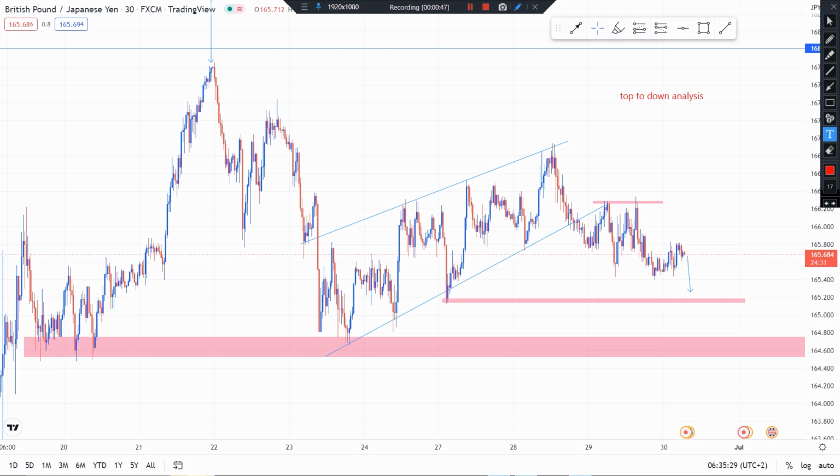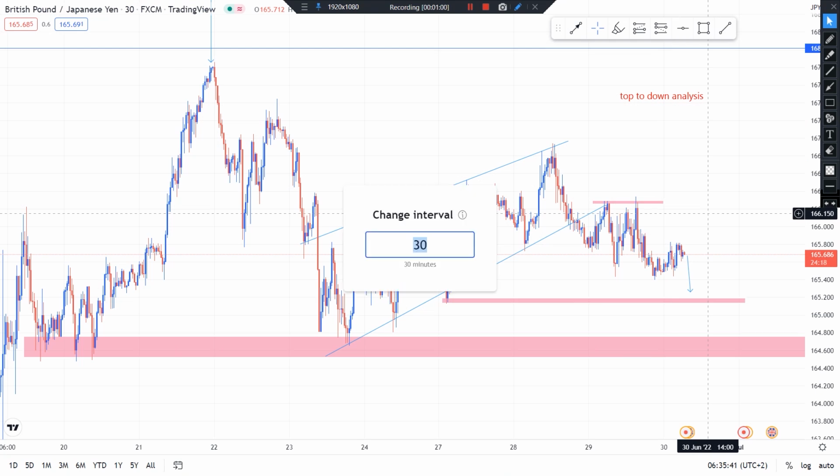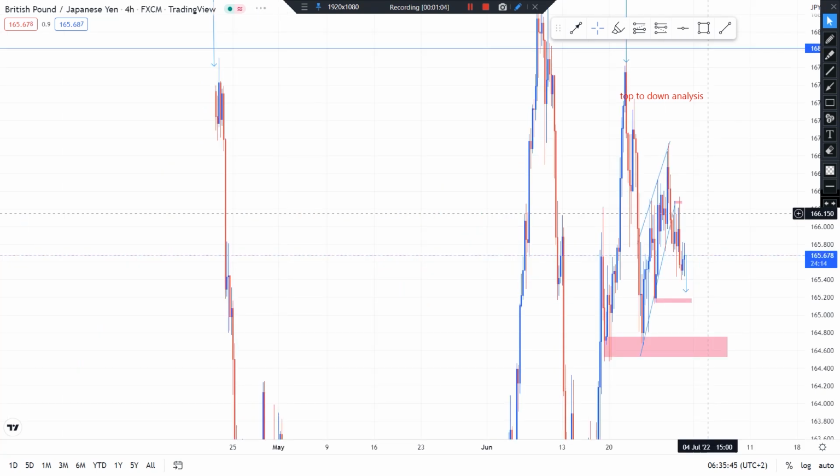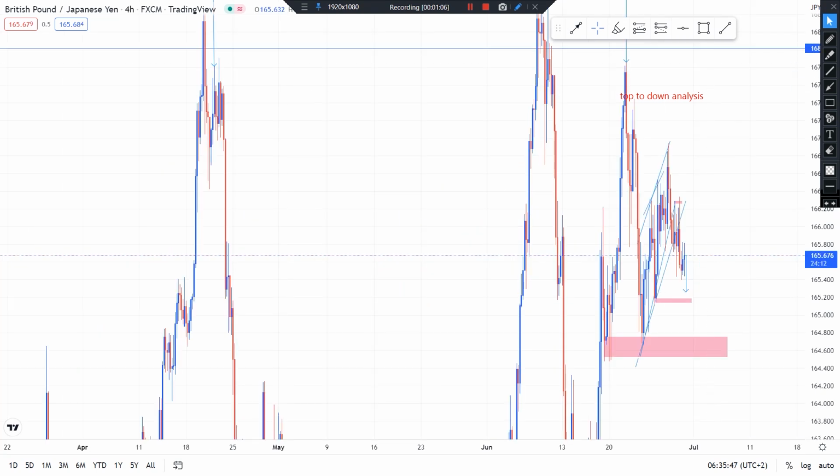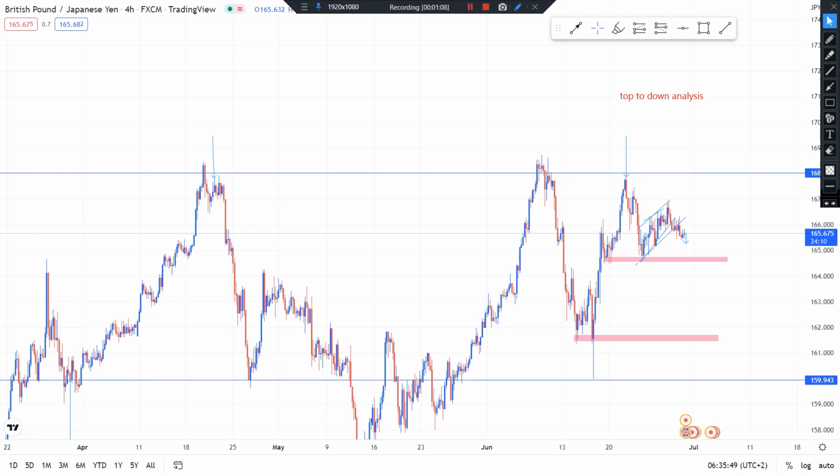What we have to do here is start from bigger time frames. You can start from the daily, you can start from the H4, depending, but let's say we have started from the H4. Awesome. So this is how we look on the H4.